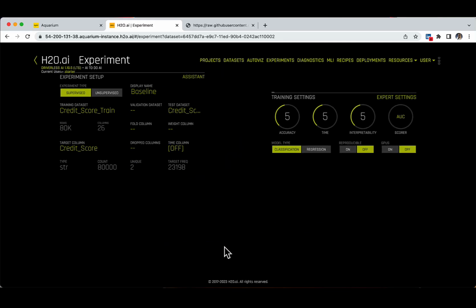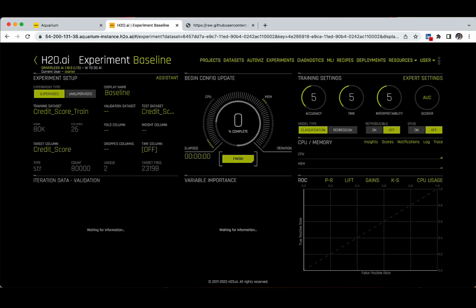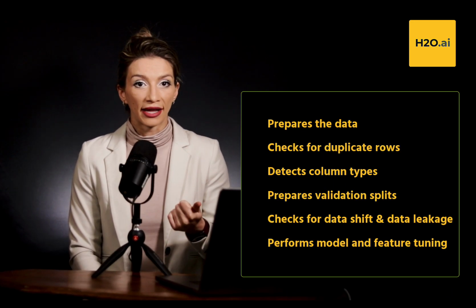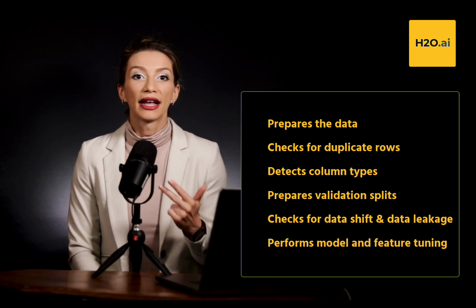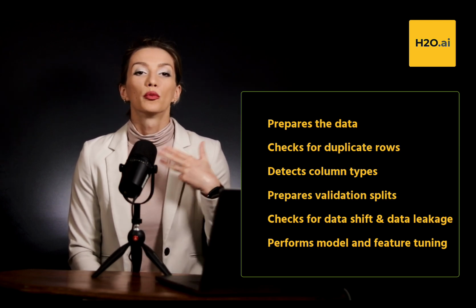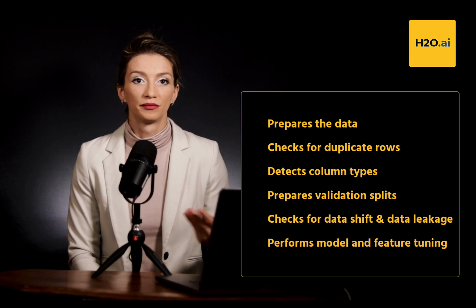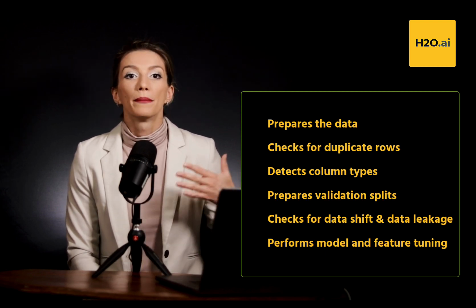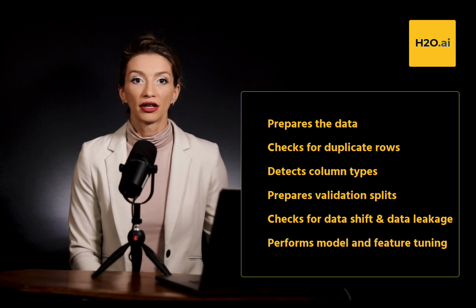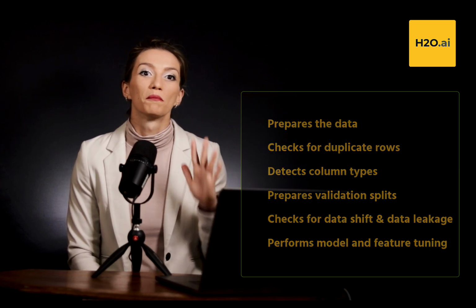Now the game is on. Driverless AI starts going through different stages to output the best pipeline for our dataset. In the background, the platform does a lot of things. It prepares the data, checks for duplicate rows, detects column types, prepares validation splits, checks for data shift and data leakage, performs model and feature tuning, and much more.